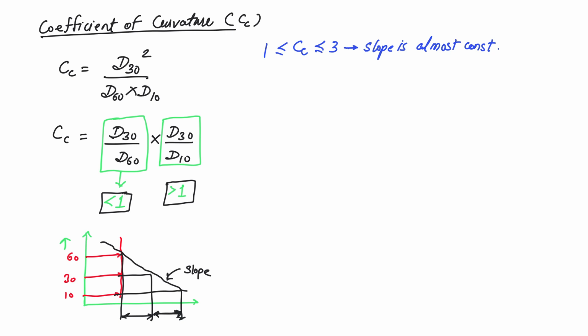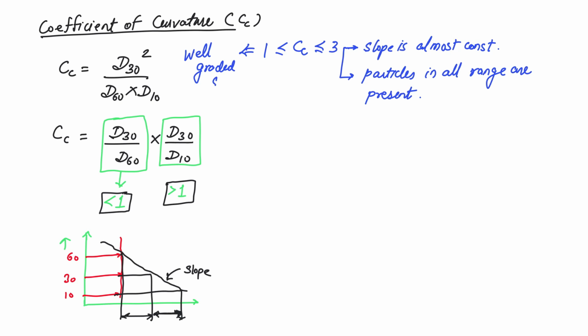And if the slope is almost constant, that means particles in all ranges are present. There is no range of the graph where the graph became horizontal, as we saw in the gap graded soil. And that is why, if all ranges of solids are present, such a particular soil is known as well graded soil.